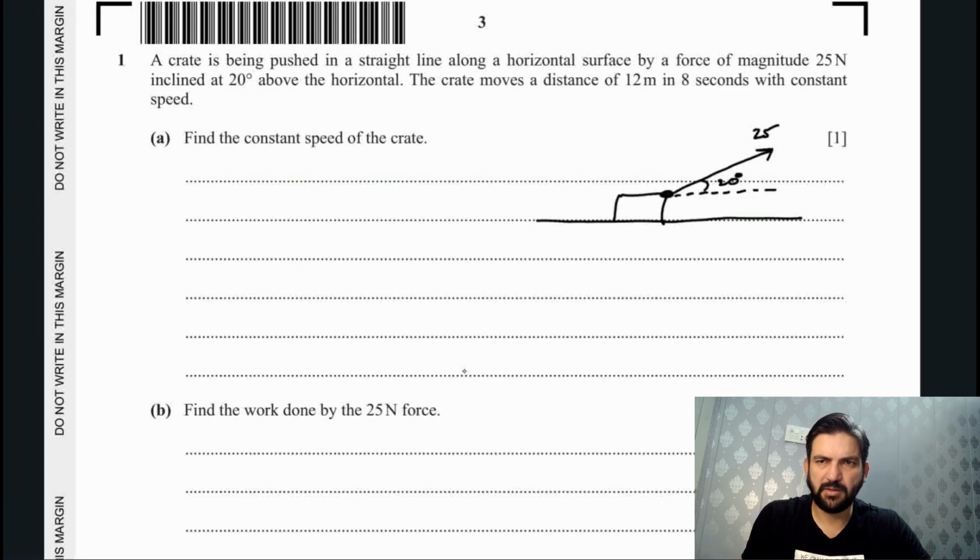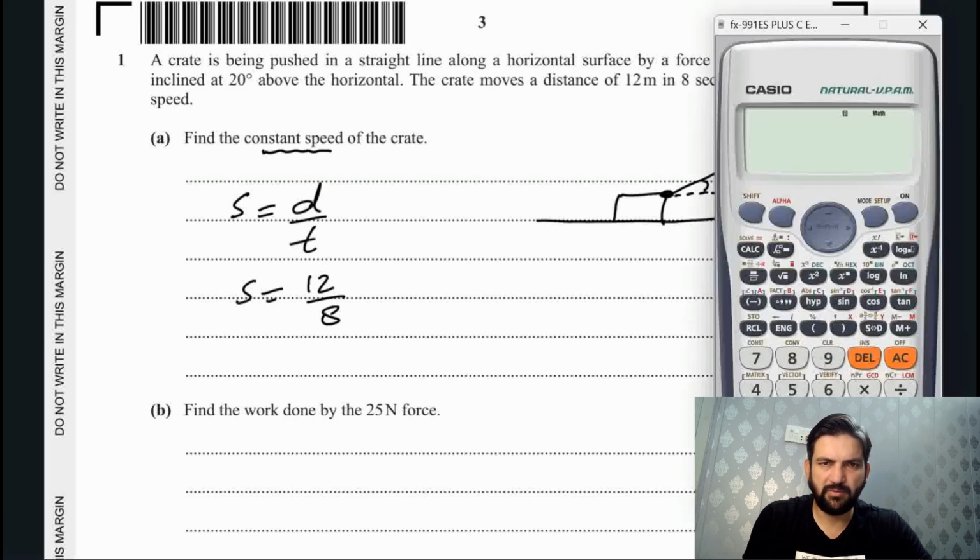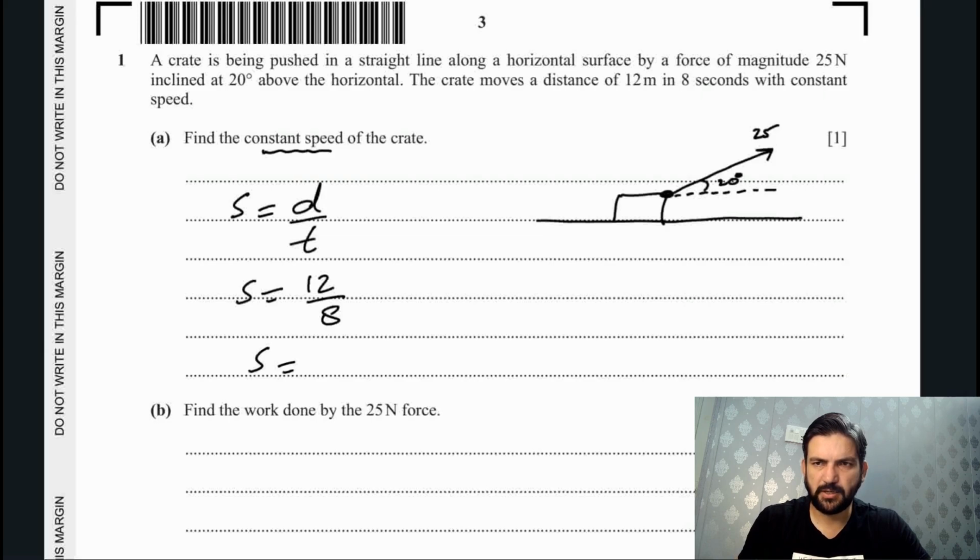Now the crate moves a distance of 12 meters in 8 seconds. So we need to find the constant speed. For constant speed we know that S is equal to d by t. The distance is 12, so 12 divided by 8, which is equal to 3 by 2 or 1.5. So the speed will be 1.5 meter per second.